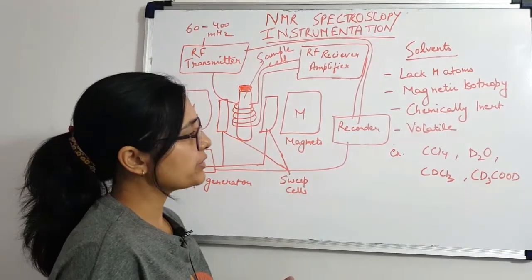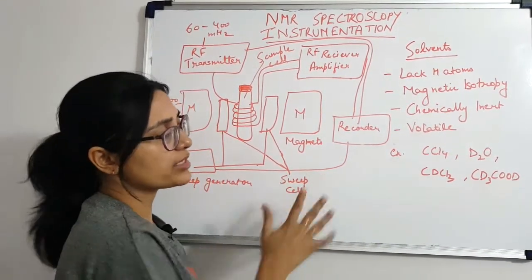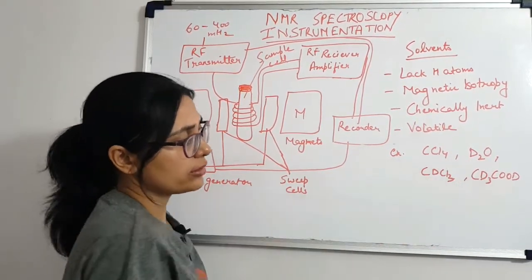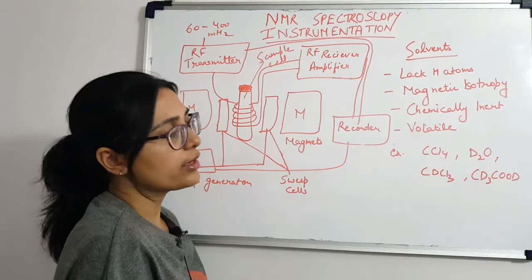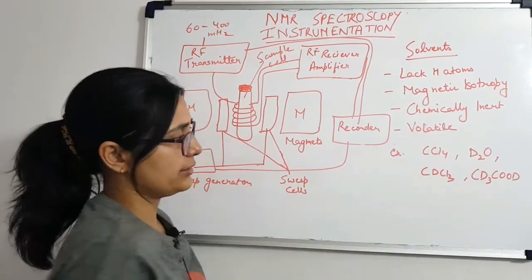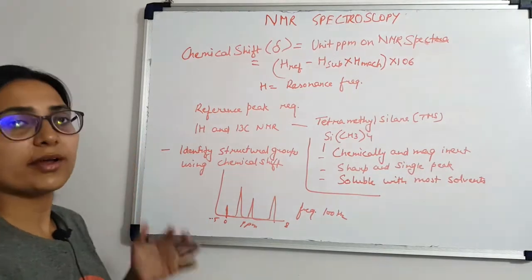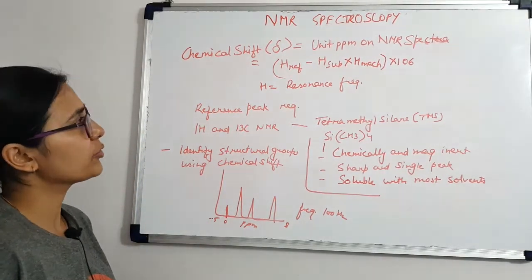Now some of the examples of the solvents that can be used in NMR spectroscopy are carbon tetrachloride, deuterated water, deuterated chloroform, and deuterated acetic acid. Let's look at the interpretation of NMR spectra and how you can determine different structural properties of a particular compound.